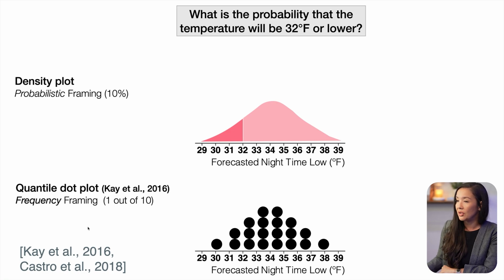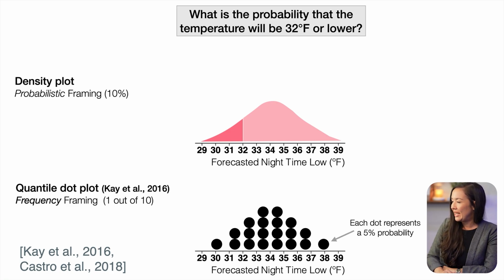If we look at this bottom version here, which is a quantile dot plot created by Matthew Kay and colleagues, what it does is it takes this continuous area and it breaks it into quantiles that gives you discrete information for which you can count, basically. So what you can do is you would learn that each of these dots represents a 5% probability, and you can count up. You can say 5, 10, 15, maybe somewhere between 15 and 20. You can do kind of a rough estimation.